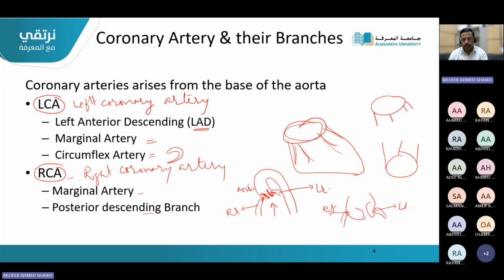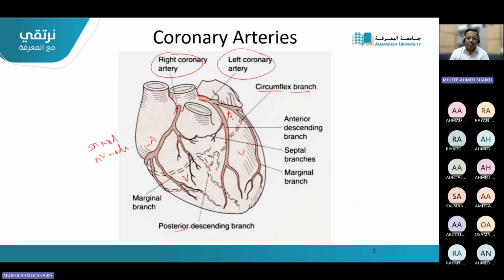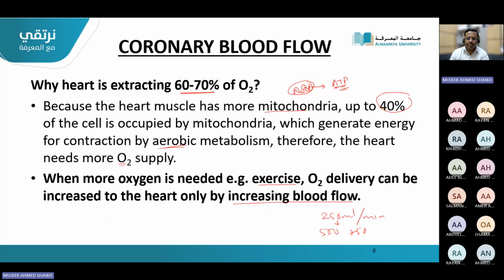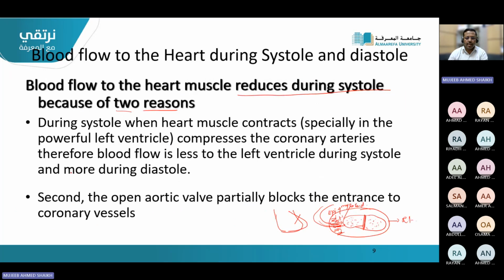Two flaps are there, and they are opening. Once the aortic valve opens, it partially closes the entry, the starting point of the coronaries. They are partially closed because the flaps open and block the opening of the coronaries. This is the reason. Two reasons are there. The second reason is that an open aortic valve partially blocks the entrance of the coronary vessel.